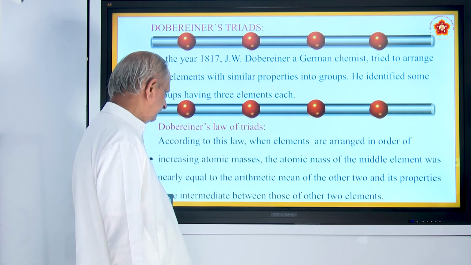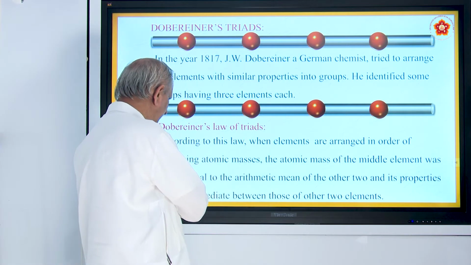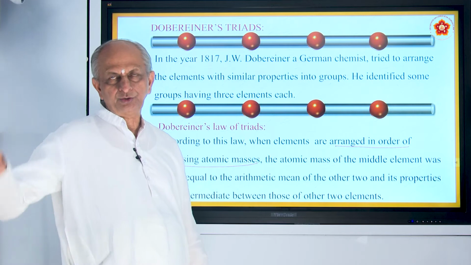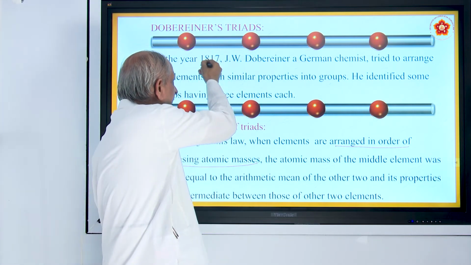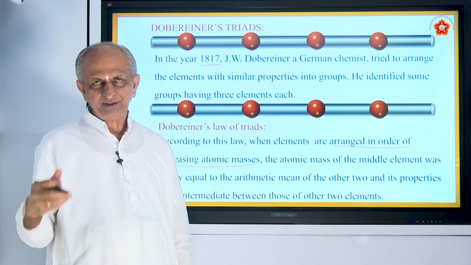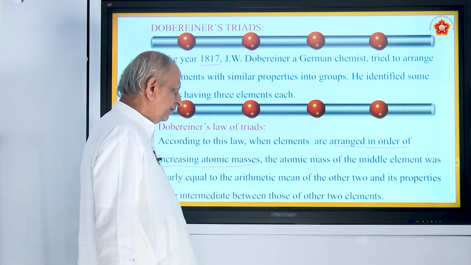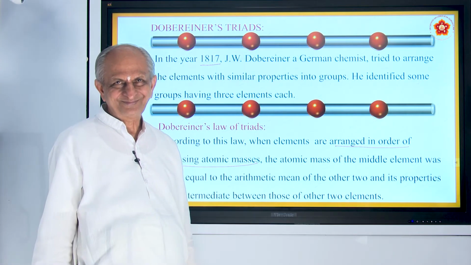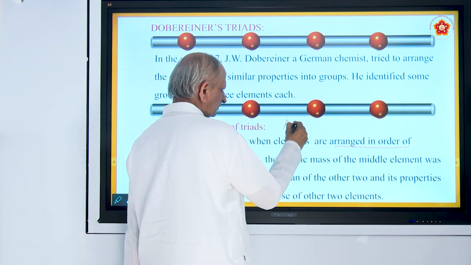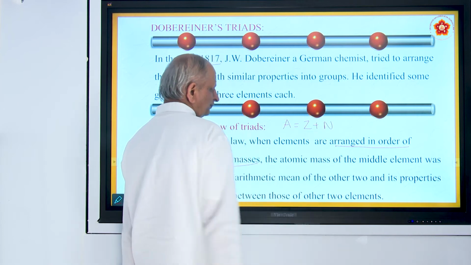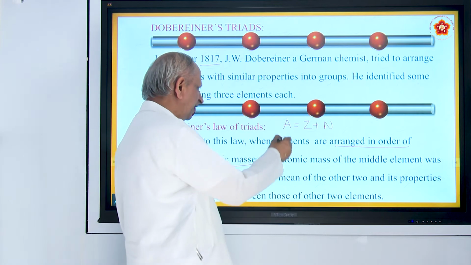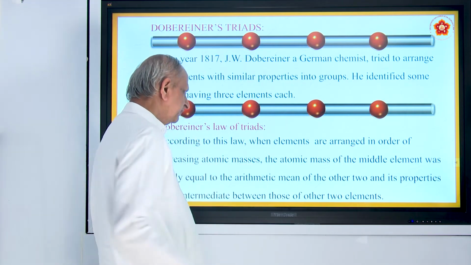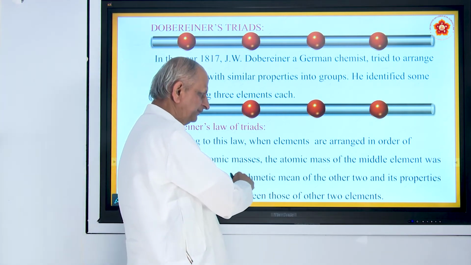So what does Dobereiner's law say? When elements are arranged in the increasing order of atomic masses. So what he did was, the elements known then, in the 19th century, 1817, he took all the elements and kept them in the increasing order of atomic masses. What is atomic mass? Atomic mass is the sum total of the protons and neutrons. A equals Z plus N. You have studied this formula in the last lesson. A stands for atomic mass, Z stands for atomic number, N stands for number of neutrons.